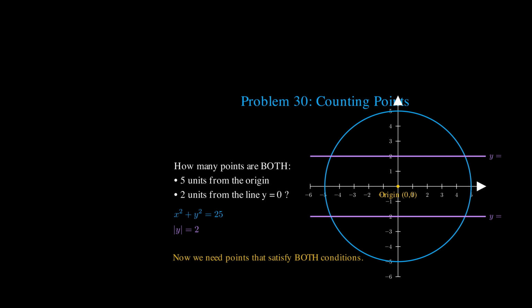The question says the point must satisfy both conditions. So we are looking for points that lie on the circle and also on those horizontal lines. In other words, we want the intersection points between the circle and those lines. Now let's count. The line y equals 2 crosses the circle in two places, one on the left and one on the right. And the line y equals -2 also crosses the circle in two places. So we get 2 points on top, 2 points on the bottom. That gives a total of 4 points. So the number of points satisfying both conditions is 4, which corresponds to answer choice J.